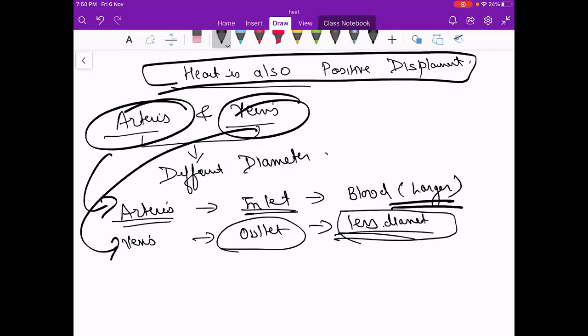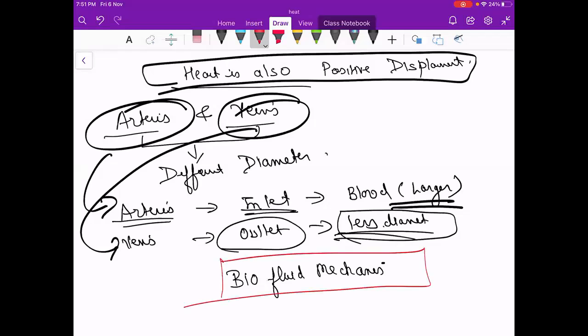Basically the body is full of fluid mechanics, so biofluid mechanics is a new subject just introduced in the engineering section. Here engineers study the body: how the fluid is moving, how the heart is working, how the kidney is working, because everywhere there is transportation of a fluid.